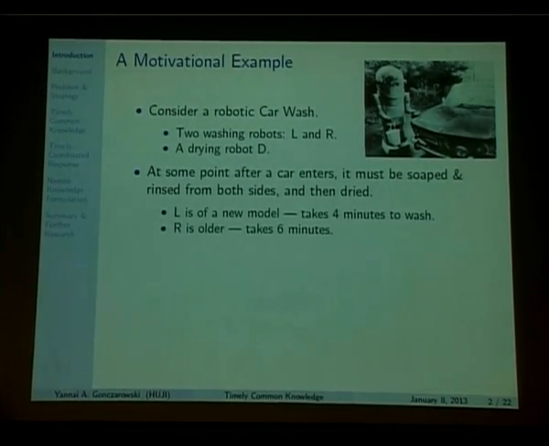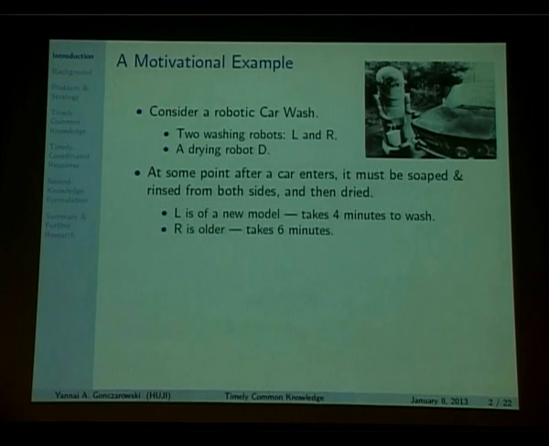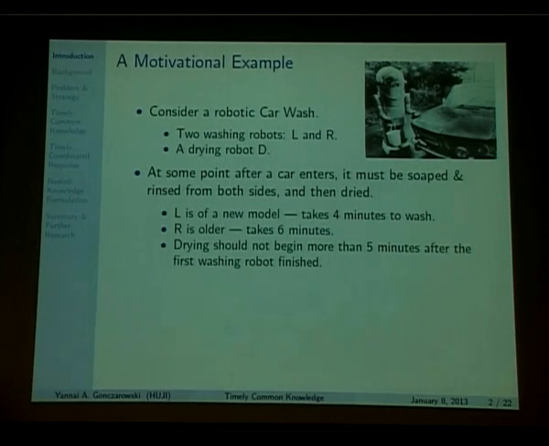Let's add a slight twist. L is a new model. It takes 4 minutes to wash the left side of a car, while R is a slightly older model, which takes 6 minutes to wash the right side of a car. And we have another constraint. We don't like water damage or water stains. So drying should not begin more than 5 minutes after the first washing robot finishes. Whichever finishes first, drying must begin at most 5 minutes later.